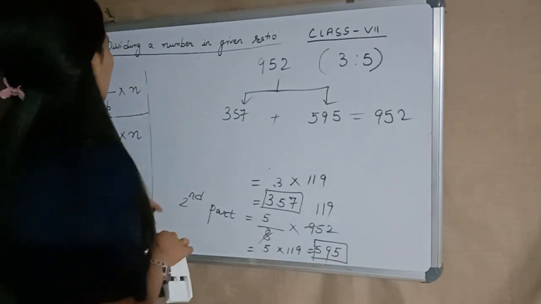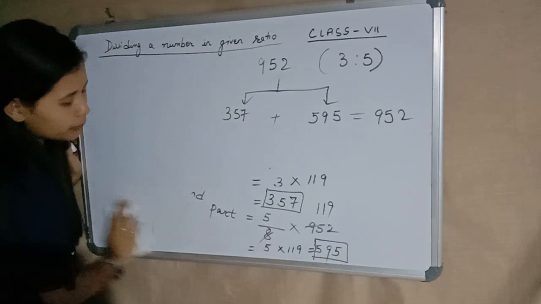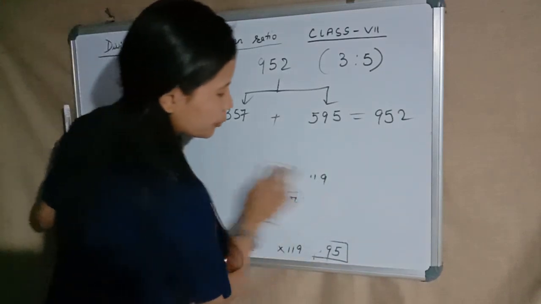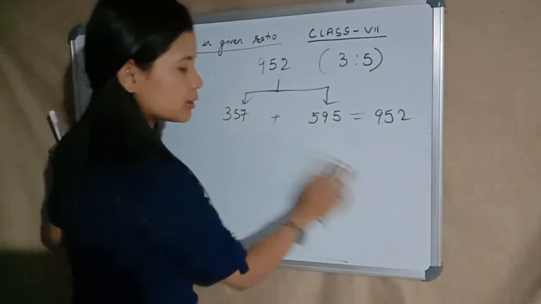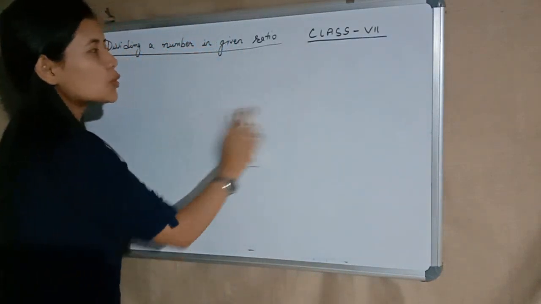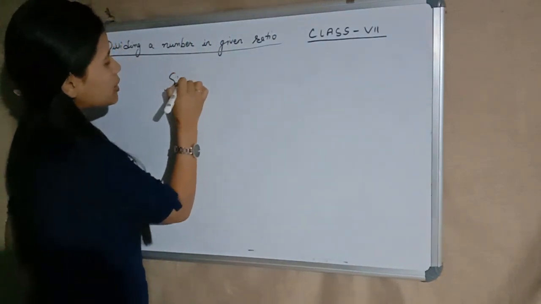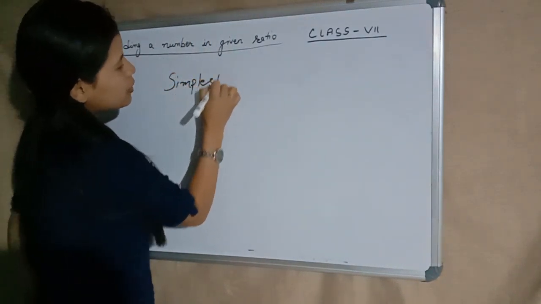Okay. So let me take one more example. Always remember that whenever you have this type of problem, that is, dividing a number in a certain ratio, the ratio should be in the simplest form. Okay, so the ratio should always be in the simplest form.